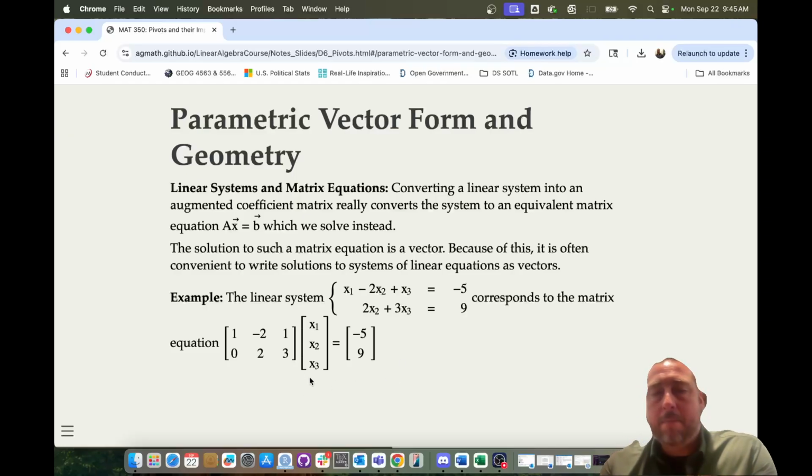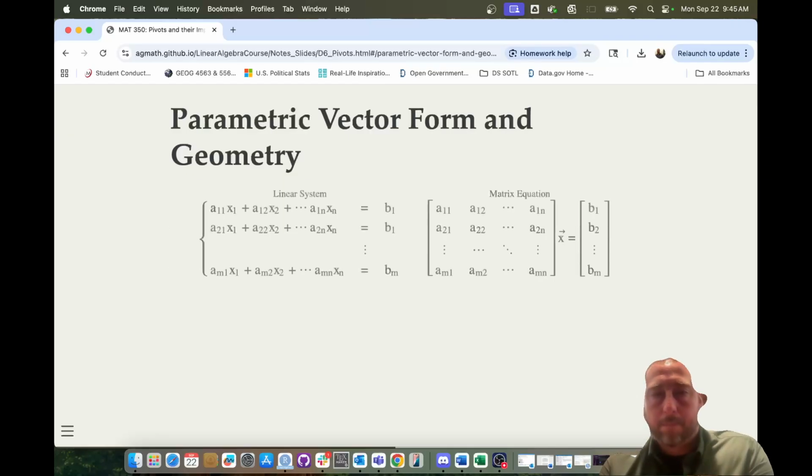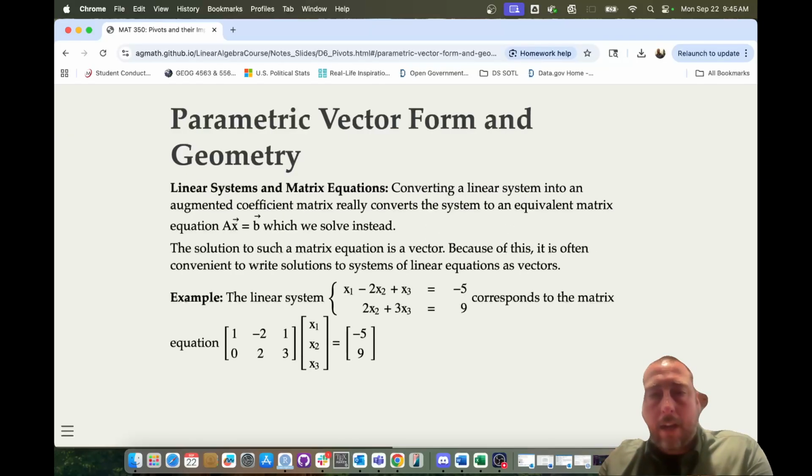And it gives us some interesting insights too, because we're taking a three-dimensional vector, we're multiplying it by a matrix, and we're getting back a two-dimensional vector. So we're starting to see some insight into how matrices change vectors. So there's an example of converting a small system into a matrix equation.